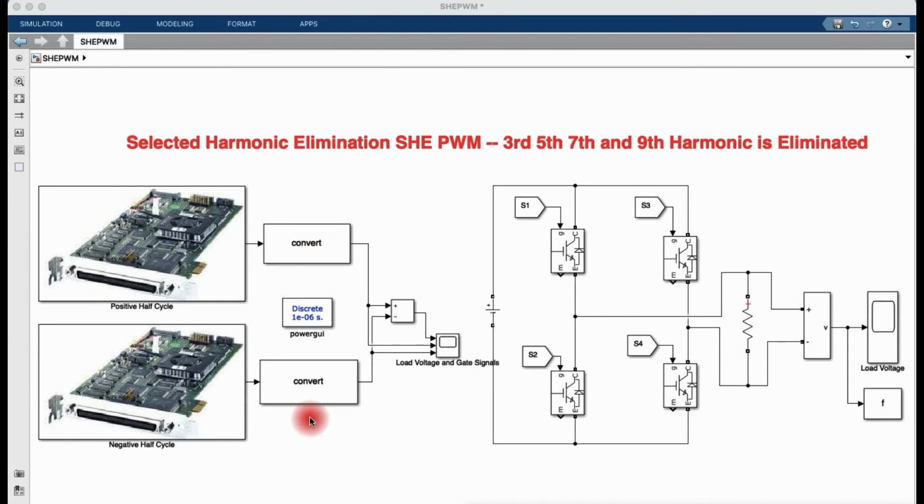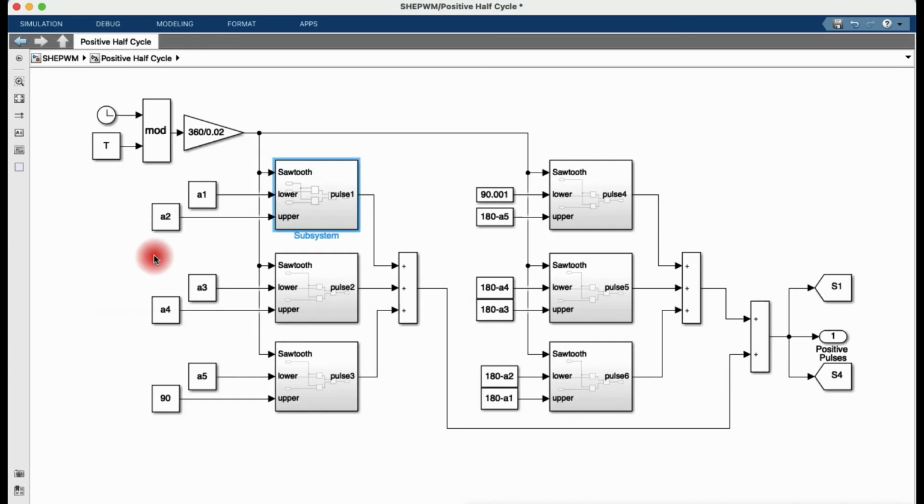And here you can see the conversion block. Here the gate pulses will be displayed. This is the controller block for the positive half cycle. This one is the controller block for the negative half cycle. So if I look inside, we have discussed this block in detail.